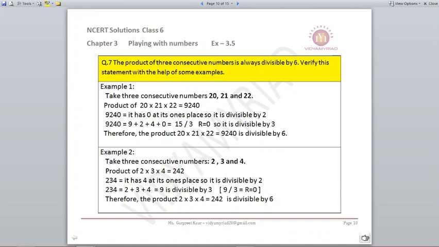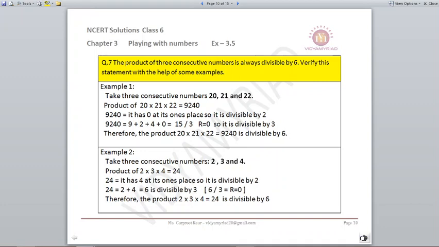Both 2 and 3. So the rule for 2 is it should have an even number at its ones place. 0 is there, so it is divisible by 2. The rule for 3 is you should add all the digits and see whether the remainder is 0 when divided by 3. Total is 15 and 15 is divisible by 3. It is divisible by 3 because the remainder is 0. So therefore we can say that 9240 is also divisible by 6.